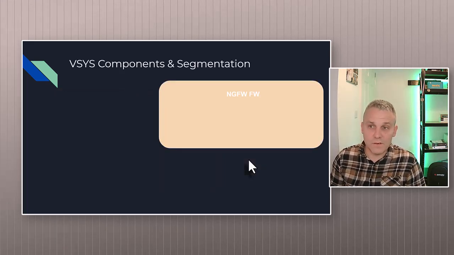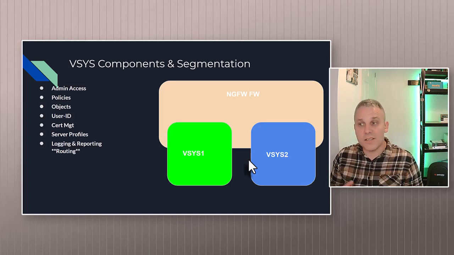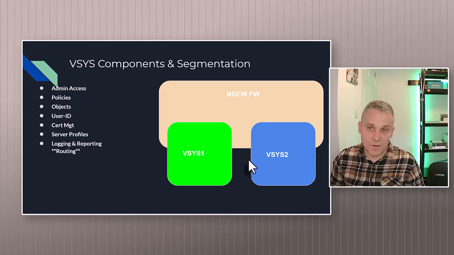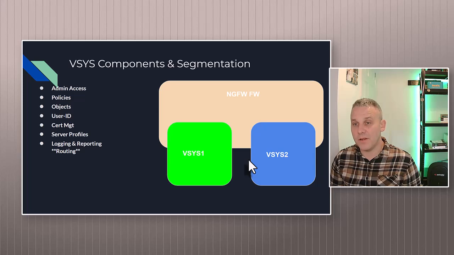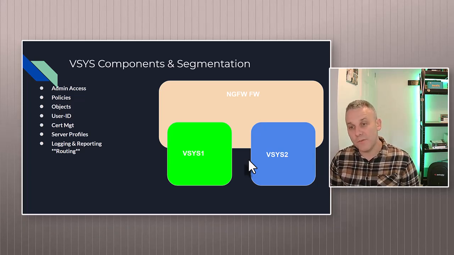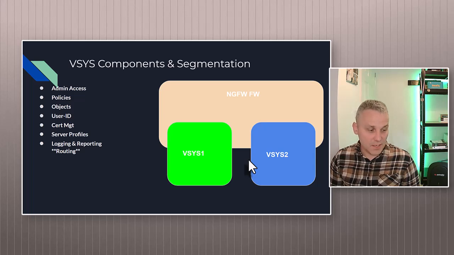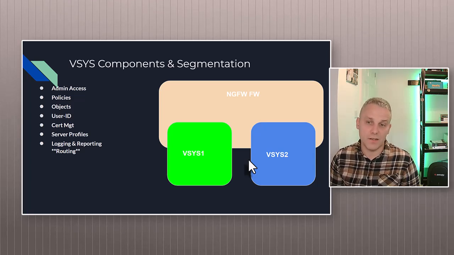So some components of virtual systems, just to run through them. Again, the administrative boundary is the number one on the list of the components. You have policies and objects on a per virtual system basis. User ID, cert management, your server profiles, they can all be on a per virtual system basis as well. Logging and reporting, of course, you can see logs for VSYS 1 or logs for VSYS 2, and we'll see that when we're running some tests later on.